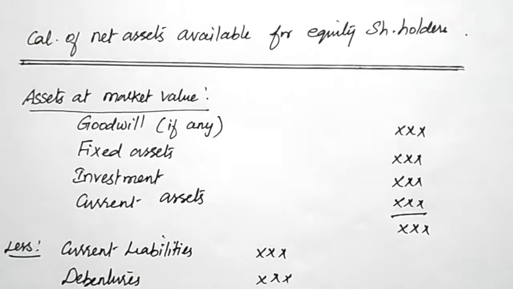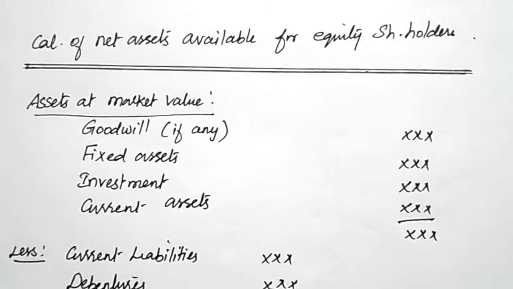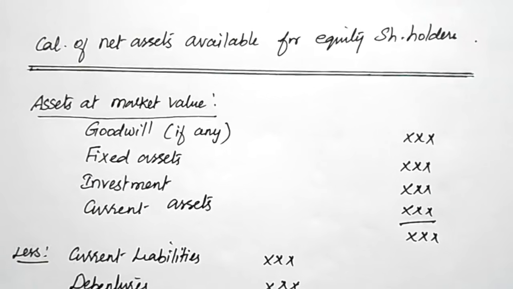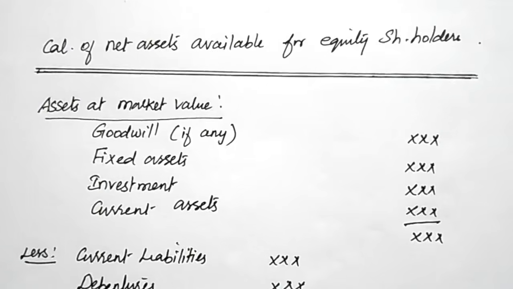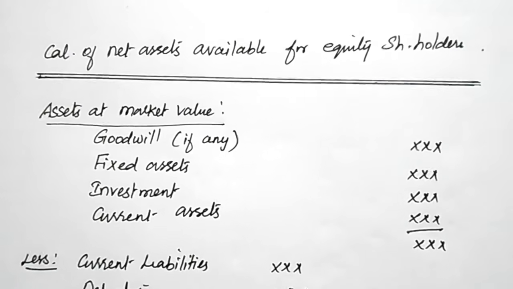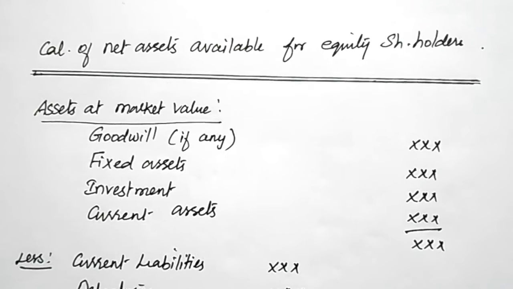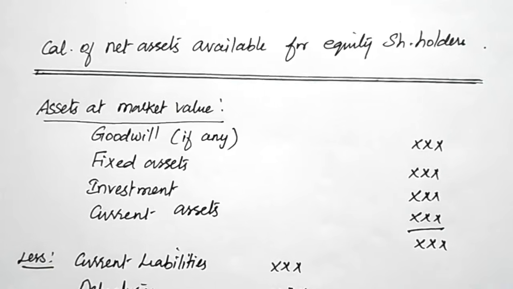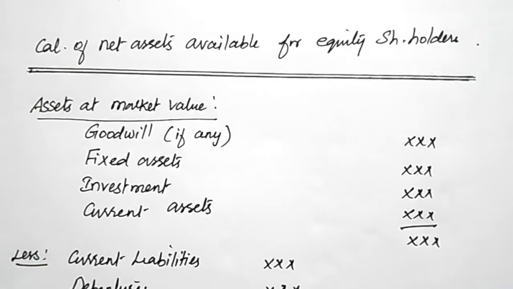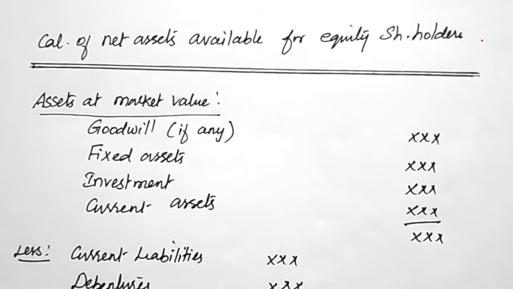In some problems, the goodwill value will be given in the balance sheet, but nothing will be given in the adjustments. In such a case, just eliminate goodwill. You need not take goodwill. If the goodwill amount is given in the adjustments, then in such a case you have to take it into consideration. That is the first one, goodwill. Proper consideration is required for goodwill. You need to be very careful while you take the goodwill.